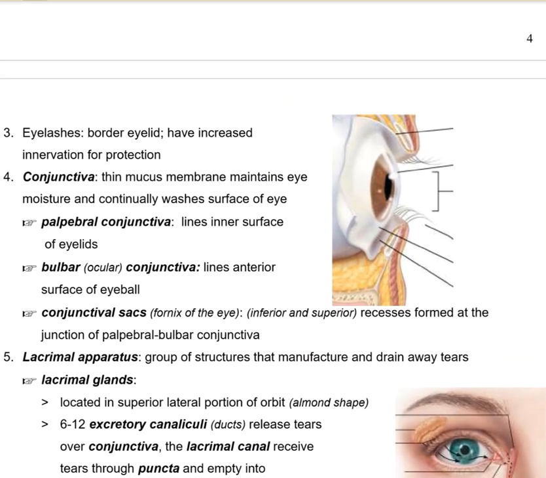So this is still page 555. We just zoomed in slightly. And then right at the ends of the eyelids are the eyelashes. And they have increased innervation for protection. So if anything touches those eyelashes, usually it involves a blink response to protect your eye from particles getting into it. And then there's conjunctiva. And this is the thin membrane that is on the inside of the eyelid, going from the eyelash in. And it actually is continuous with our eyeball itself.